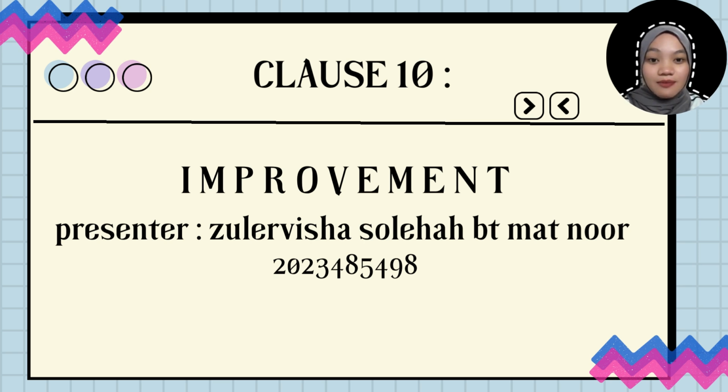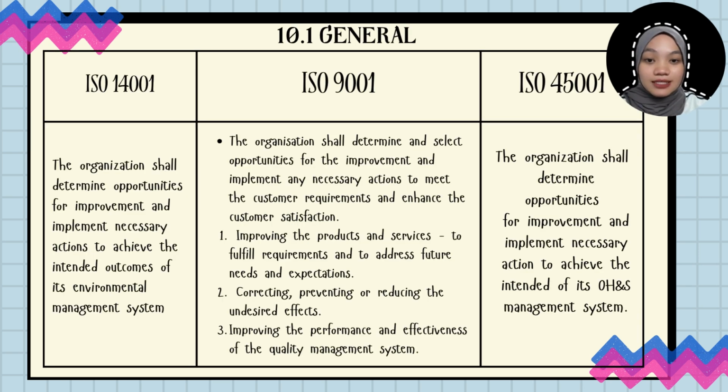The next slide is about clause 10, which is improvement. This slide is about 10.1, which is general. For ISO 14001, the organization shall determine opportunities for improvement and implement necessary action to achieve the intended outcome of its environmental management system.